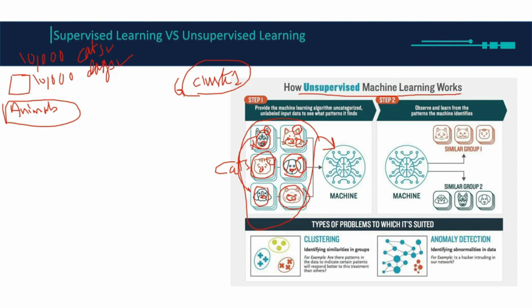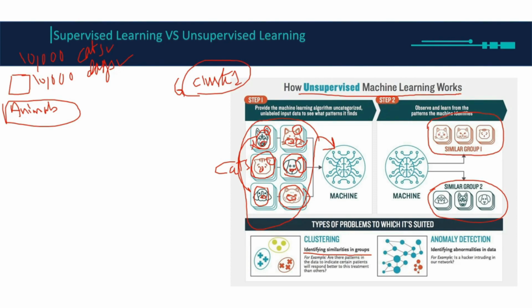It's going to find many patterns, whatever it finds. So let's say we have here something called cluster number 1, which is a similar group, and it classified them correctly. All the cats are in one group, and all the dogs are in another group. This is how clustering works: identify similarities in the groups.